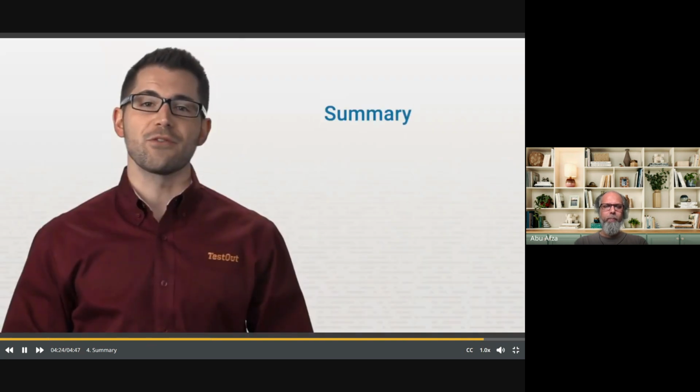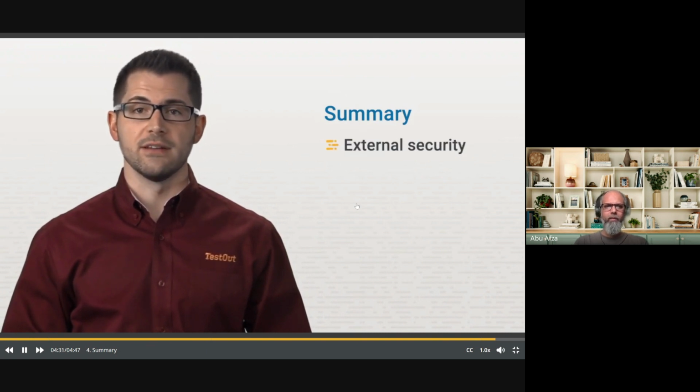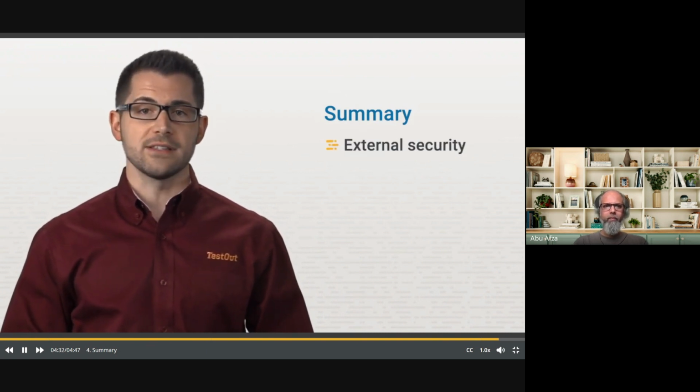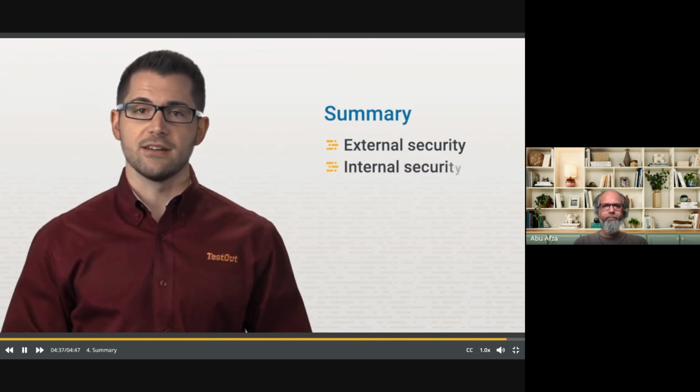In this lesson, we covered many of the physical security options we have available. We started by looking at security options for the outside perimeter of a building. These include security guards, high fences, cameras, and lighting. Then we looked at some security options for the inside. These are things like access control vestibules, different types of locks, and biometric scanners.